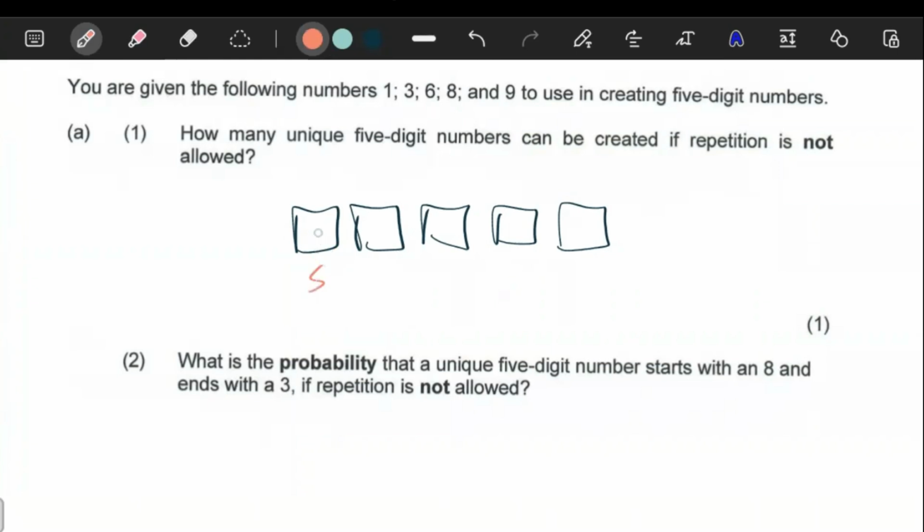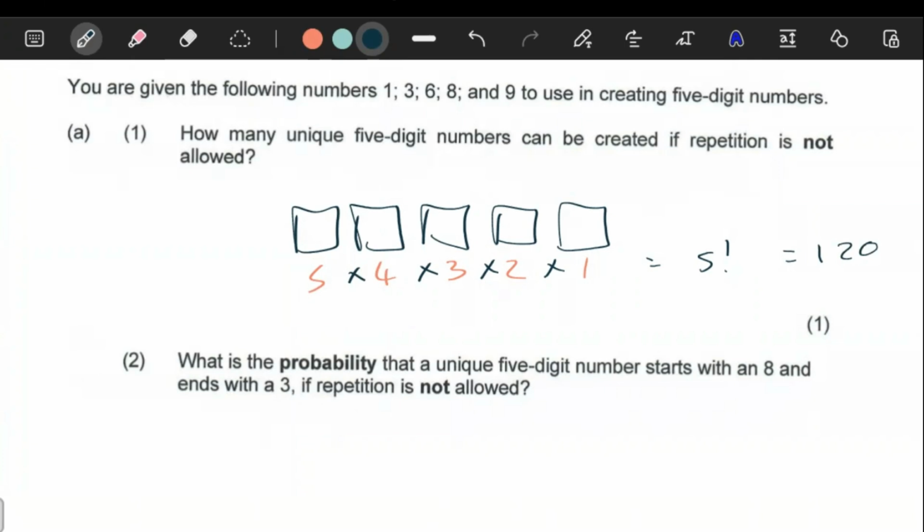The moment you put a number here, there's only 4 left. The moment you put 1 there, there's 3 left, and then there's 2 left, and then there's 1. So the number of unique codes is just 5 factorial, which is 120. You see?